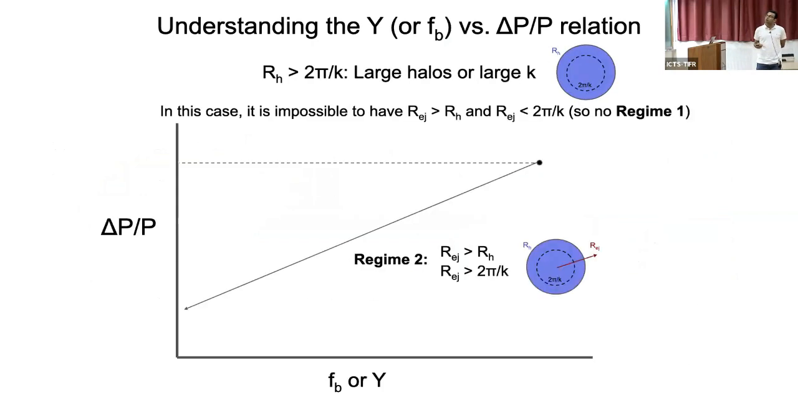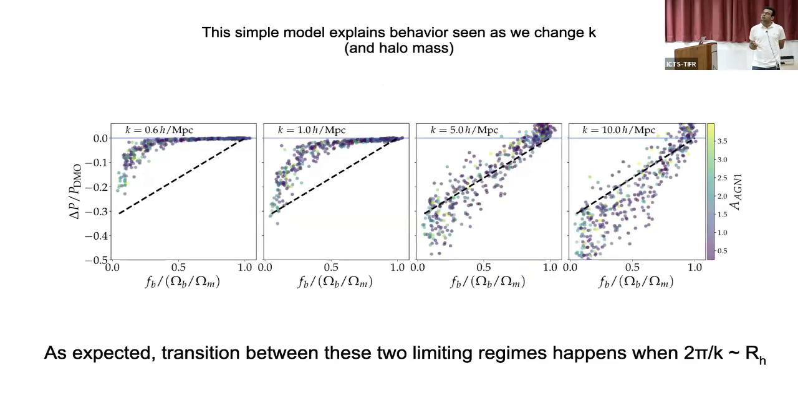Whereas if you go to the other regime where your R_halo is larger and 2π over k is smaller, so it's like large halos or small scales, any feedback that happens will eject the gas, so it will change the FP as well as change the power. So this is exactly what you're seeing in here. As you push to small scales, the relation becomes fairly linear. So in the paper, we give some approximate analytical form for this.